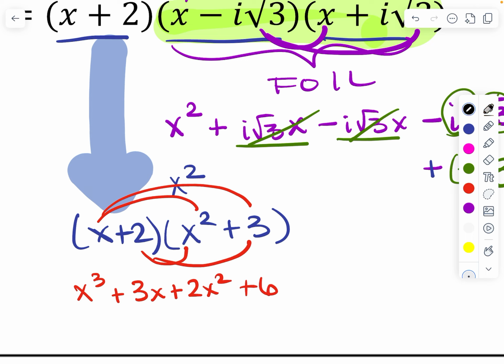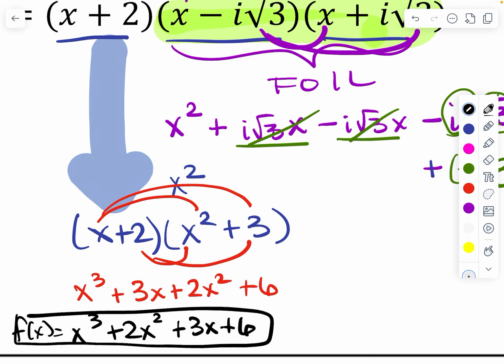Put this in standard form. We want it to be in descending order. So we'll put the highest degree and then go down from there to our constant. So this is our function f of x, written in standard form.